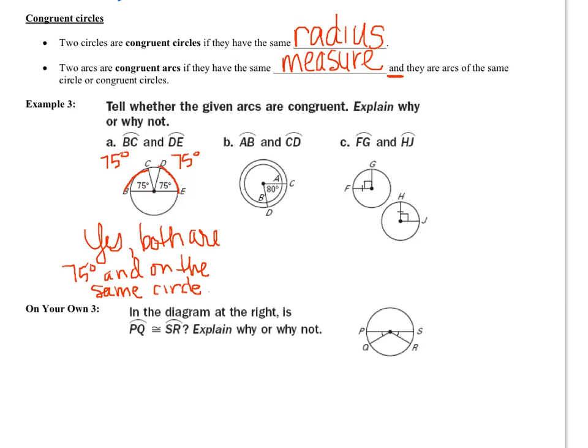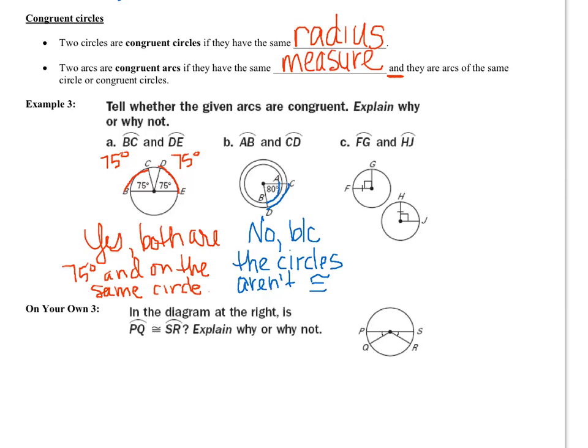B says arc AB. So arc AB would be this. That's 80 degrees. And then arc CD would be this arc right here. Now that one's also 80 degrees, but they aren't on the same circle. And you can tell that one of the circles is obviously larger. So our answer, no, they're not going to be congruent, and that's because the circles aren't congruent.